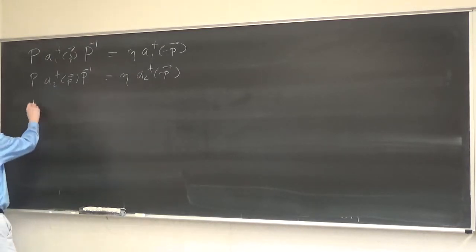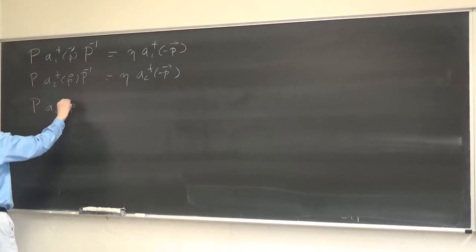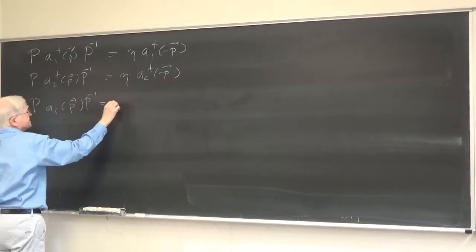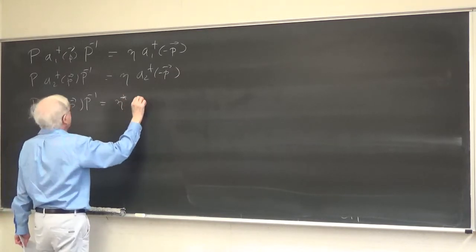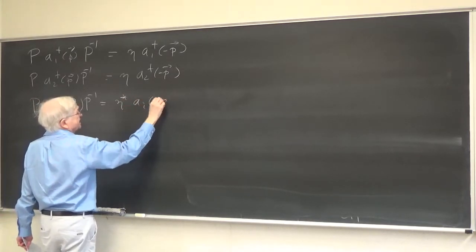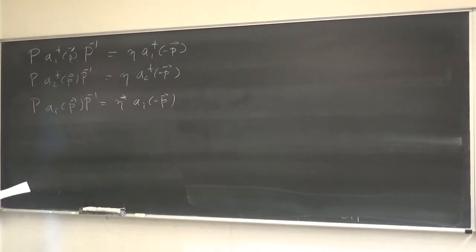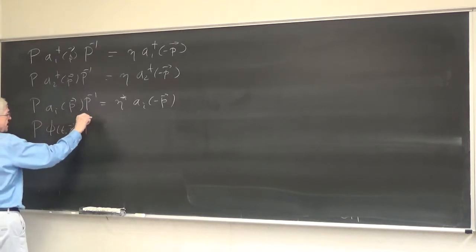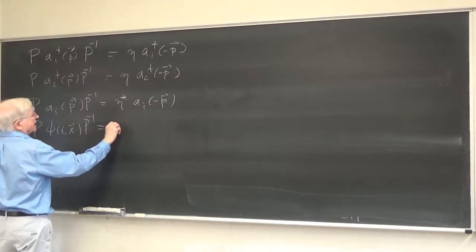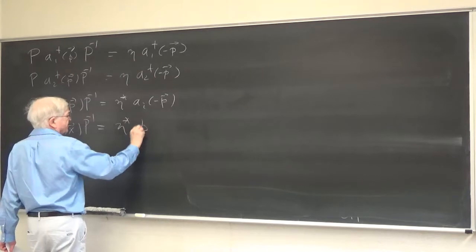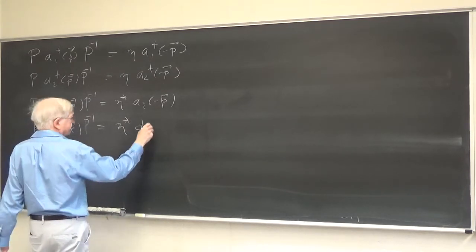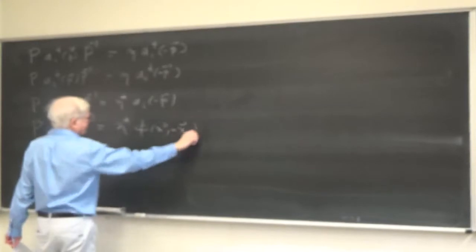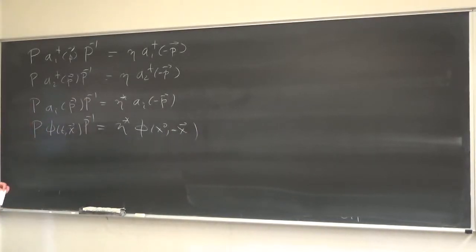This in particular means that P, A_i of P, i being 1 and 2, is eta star A_i of minus P. And then the field transforms as, let us say, T x, P inverse is then eta star B, right, of x0 minus x. So that's the way I think of it.